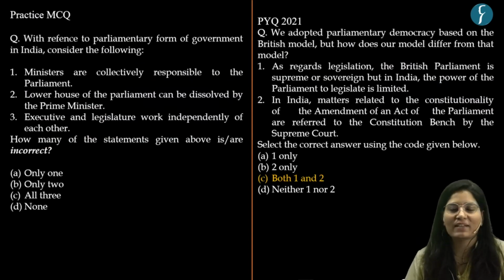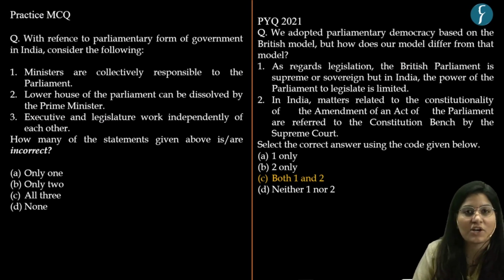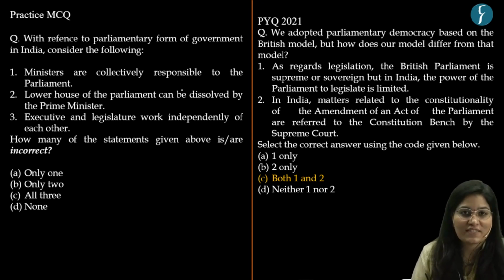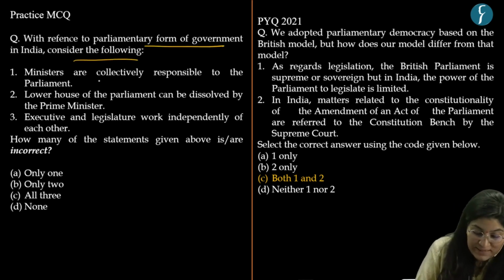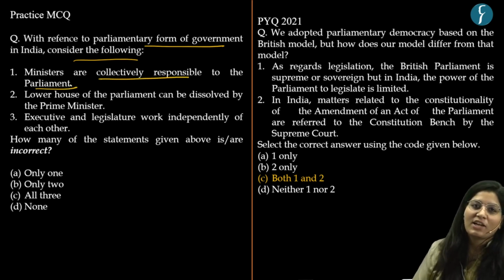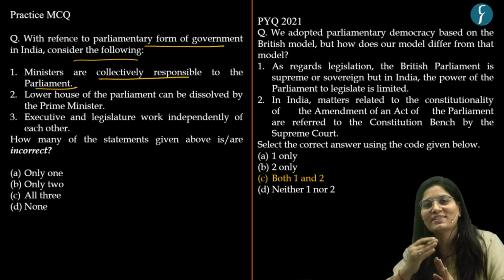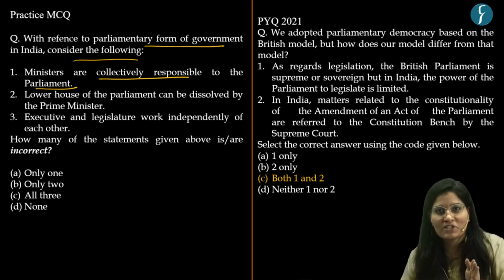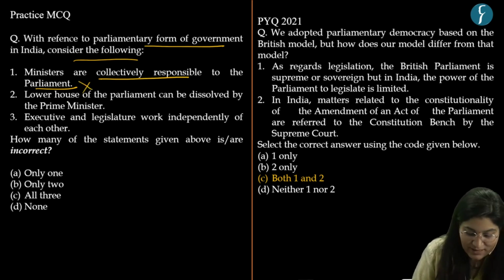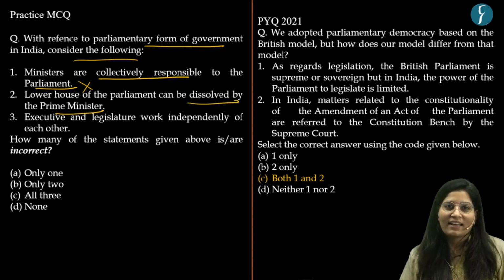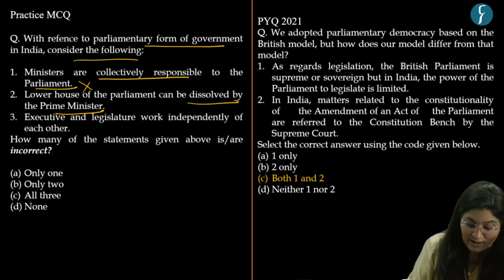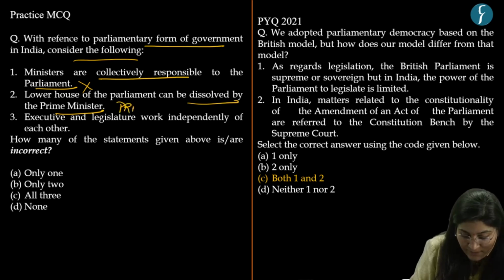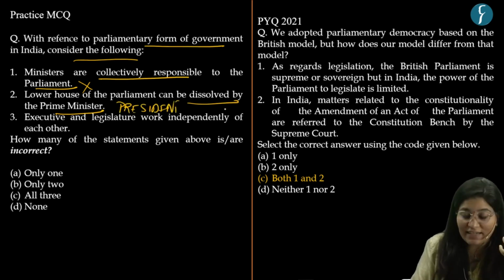Now, let's quickly solve one MCQ based on the given info. Just now we have discussed. You need to provide the answer of this MCQ. Okay. With reference to the parliamentary form of government, consider the following statements. Ministers are collectively responsible to the parliament. Now, are ministers collectively responsible to Lok Sabha or to parliament? First option, that is to Lok Sabha. So, this makes our first statement incorrect. Then, the lower house of the parliament can be dissolved by the prime minister. Is it so? Recommendation can be made by the prime minister. But who dissolves Lok Sabha? The lower house of the parliament is dissolved by the president. This makes our second statement incorrect.